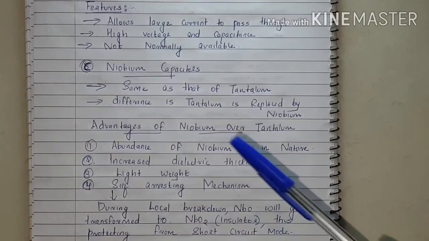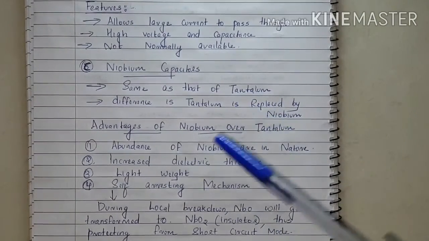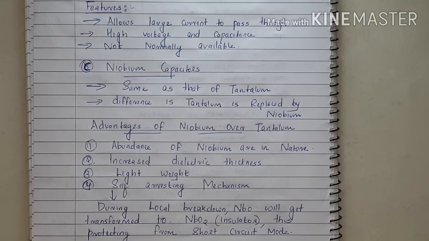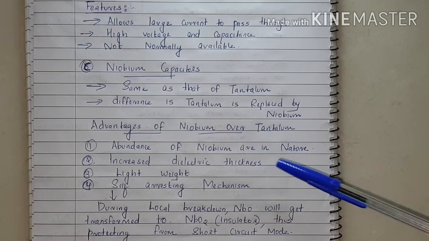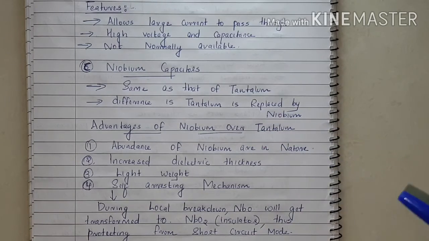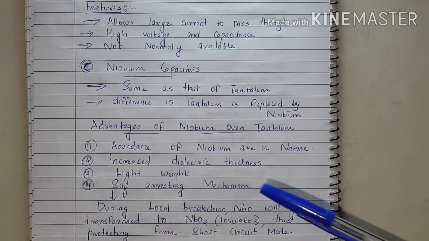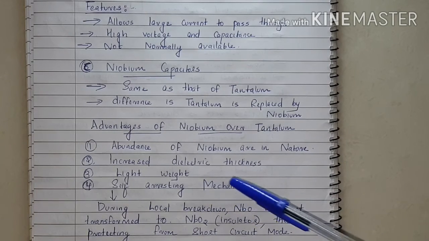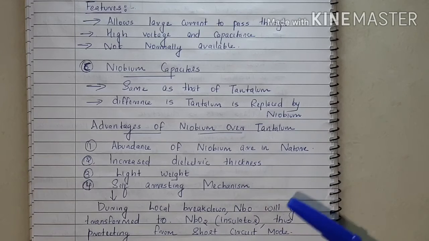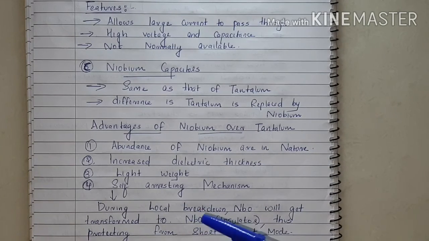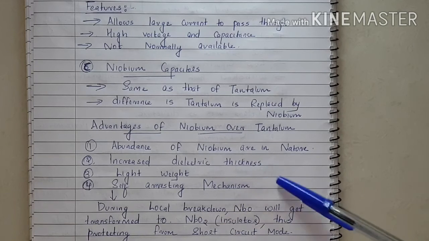Third type of electrolytic capacitor is the niobium capacitor. It is also the same as the tantalum capacitor. The only difference is tantalum is replaced by niobium. And why is niobium used? The advantages of niobium over tantalum are, first, abundance of niobium compared to tantalum, and second, increased dielectric thickness.